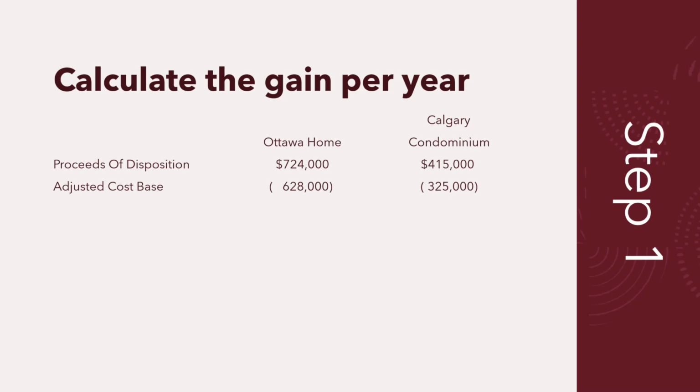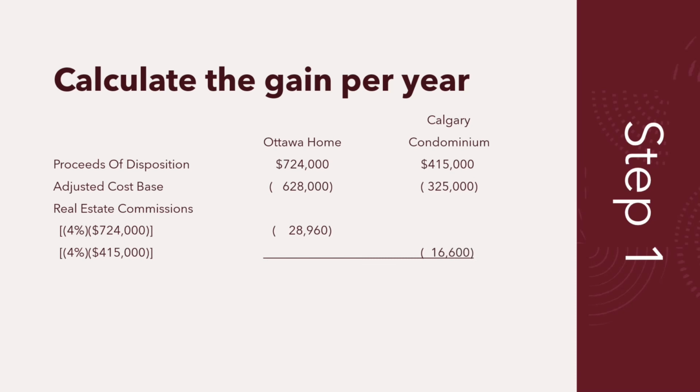Now, a lot of times in our course, we just take the POD and we subtract the ACB. But don't forget that a capital gain also needs to consider any selling costs. And in this question, we did have real estate commissions. It was 4% of the selling price. So for the Ottawa home, it would equal $28,960. For the Calgary condo, it would equal $16,600. And so now we have a capital gain for each property, $67,040 for the Ottawa home, $73,400 for the Calgary condo.